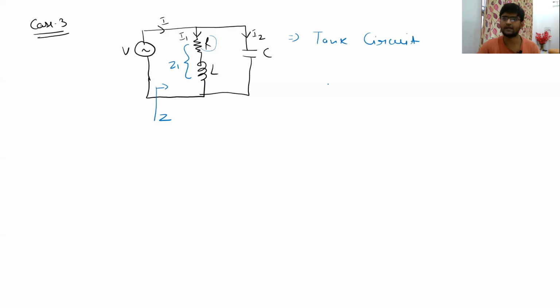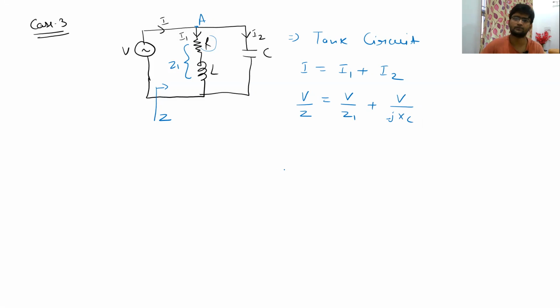So this is a practical tank circuit. And same as in the previous cases, we are going to write KCL at point A. So what we will get is I is equal to I1 plus I2. So let me write it in the form of this. Z is basically the whole equivalent impedance of the circuit. I have called this combination of RL as Z1. So we can write it as V upon Z1 plus I2 will be definitely V upon minus JXC, right?